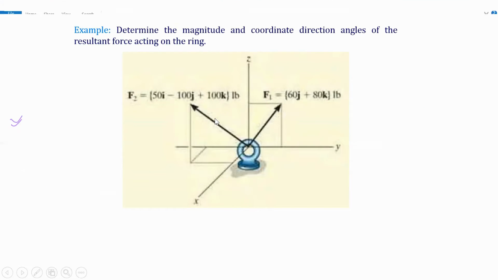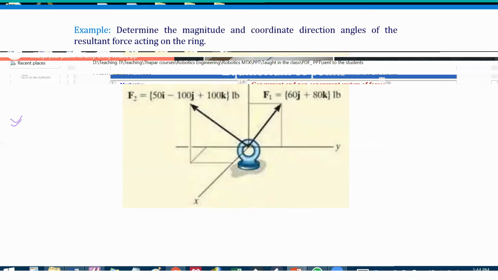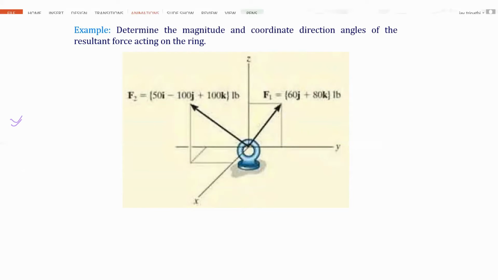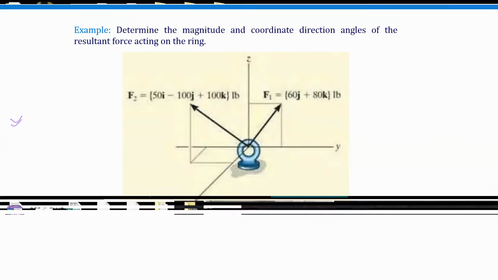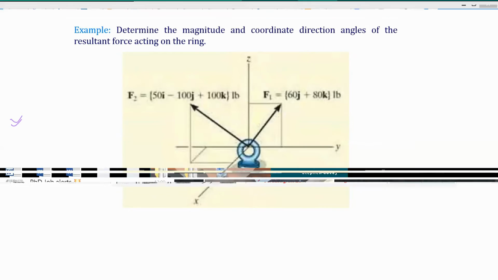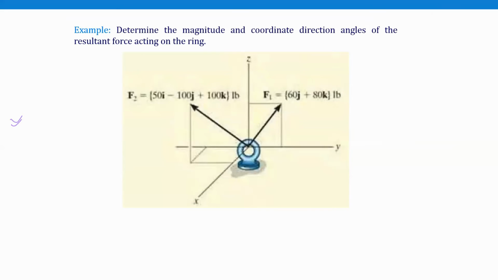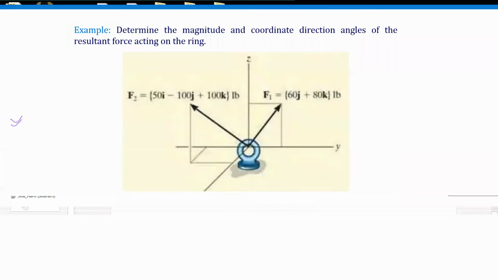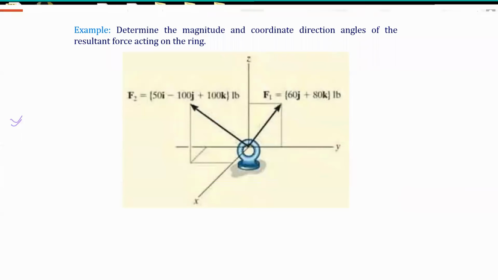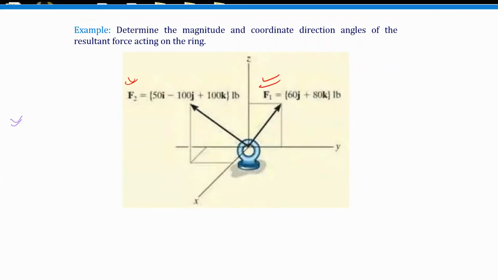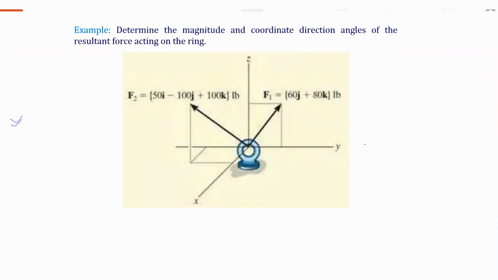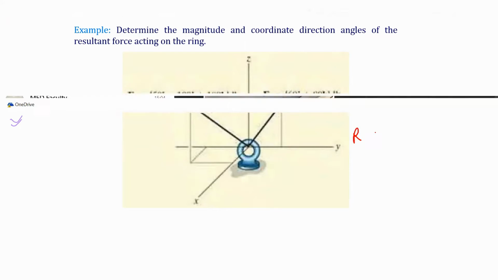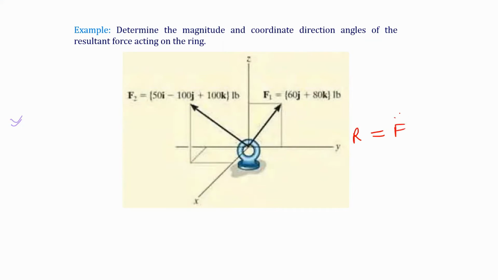So again it is a two force system, so you can solve. Even if it is not a two force system, if more forces are acting, 2, 3, 4, 5, then also you can determine the resultant by applying the vector method. Vector method is a very strong method for solving problems. So these two forces are given, F1 and F2. We can find the resultant just by adding these two forces, F1 and F2.